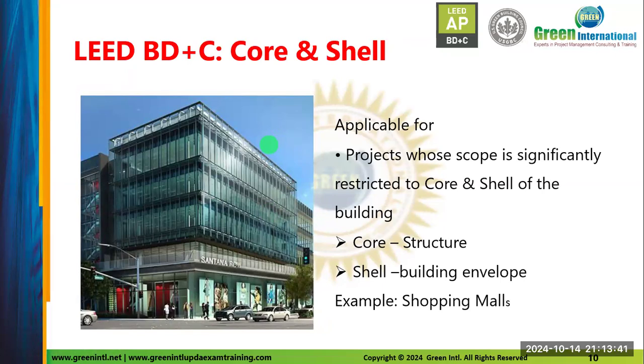So it cannot be. If you want to take BD+C New Construction from the start, you finish the building completely. But if you finish only up to core and shell and leave it to the tenant, the tenant can only control the finishes. He will go for ID+C. Clear? All good?